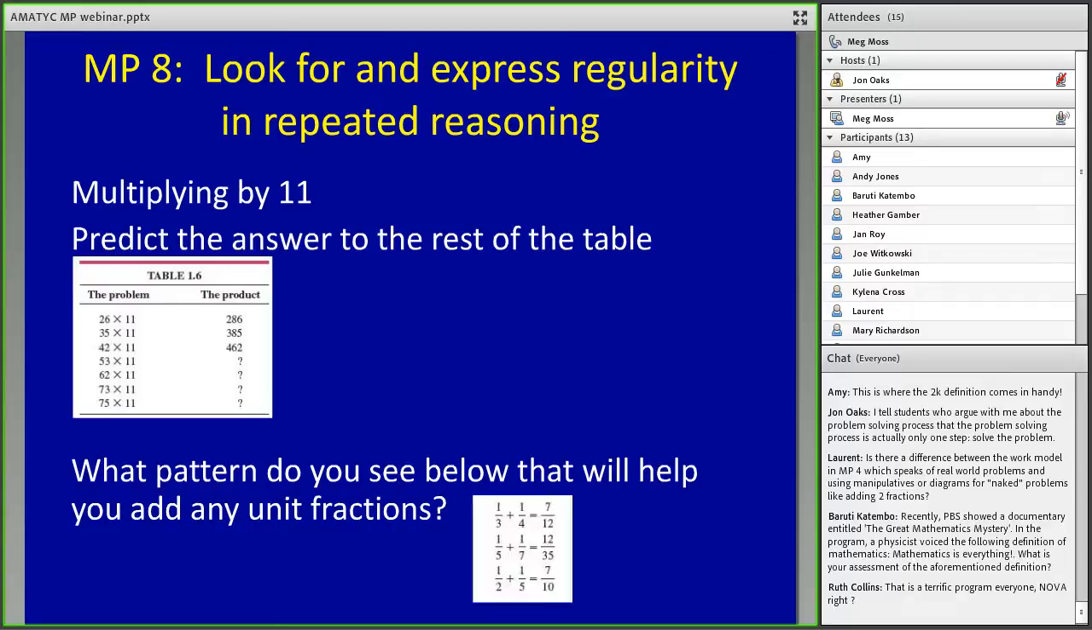Additionally, what pattern do you see below that will help you add any unit fractions? So again, that's looking for the pattern and then being able to use that to multiply or to add any unit fractions.